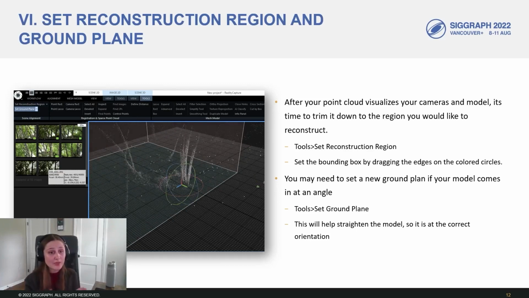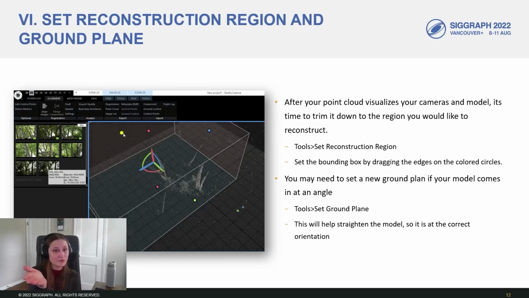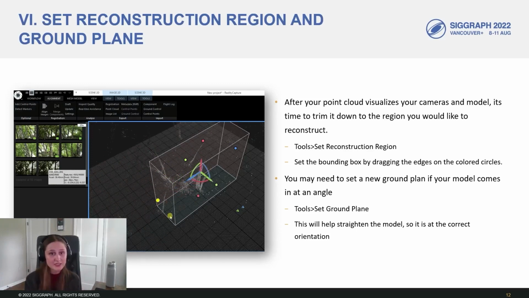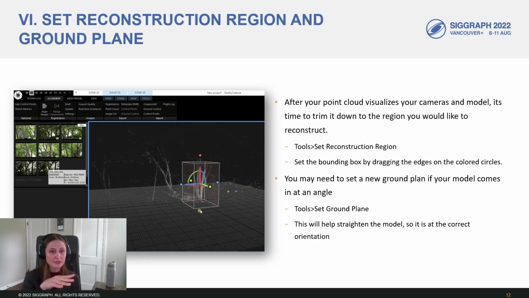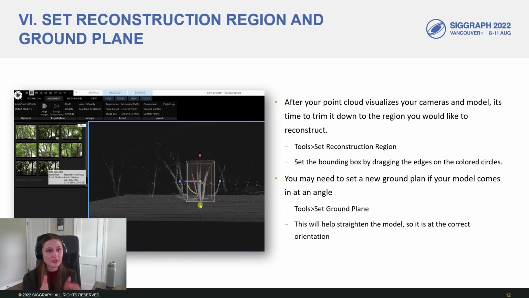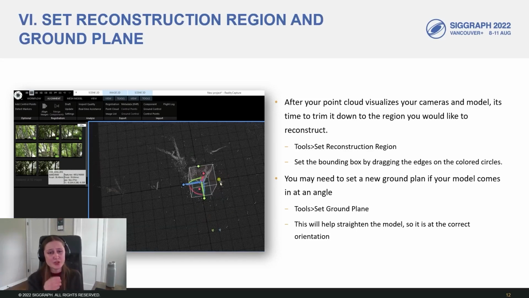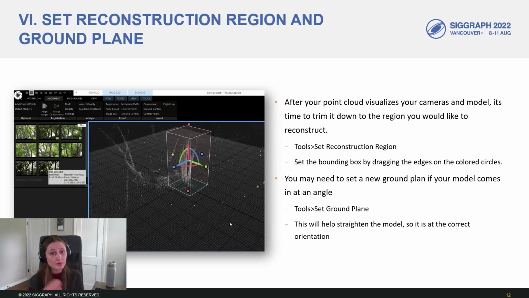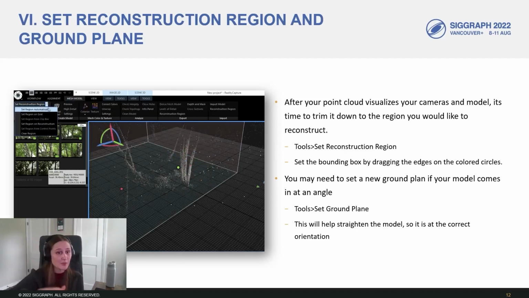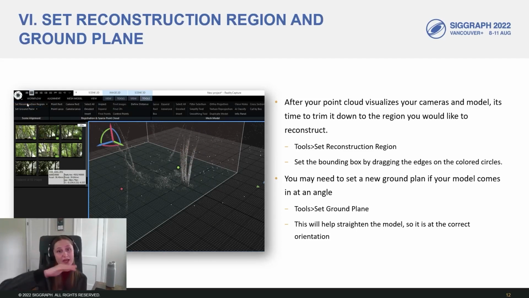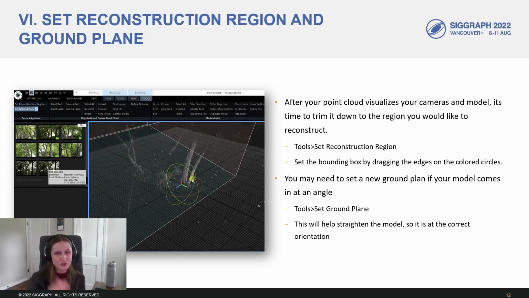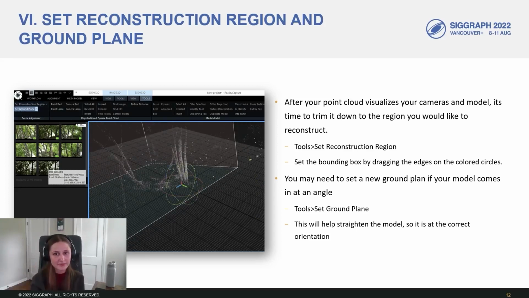Sometimes your model may come in at an angle, so it's tilted 45 degrees. If that's the case, you can go to Tools, Set Ground Plane, and you can rotate your entire scene to make sure that it's sitting correctly in the right orientation. You'll want to make sure you trim it as much as possible. For me, when I'm doing trees, I sometimes trim a little extra off the top of the tree and the bottom of the tree so I don't get the ground, or any holes in the tree that I don't have enough images of. I just crop it down to what I know will render correctly.